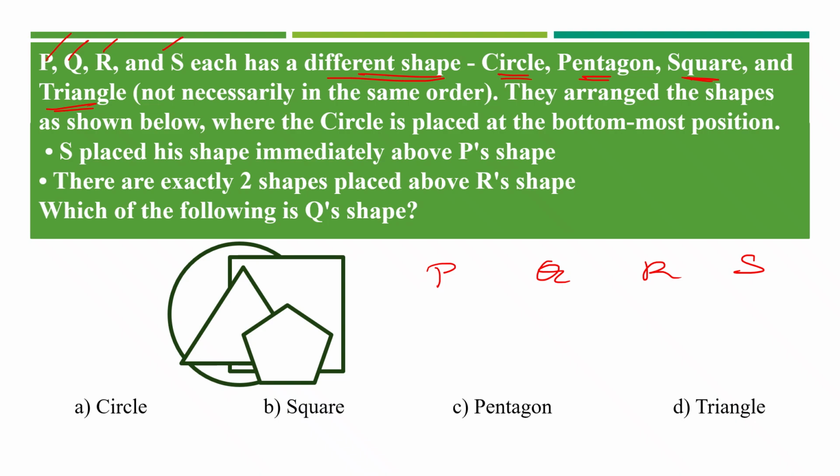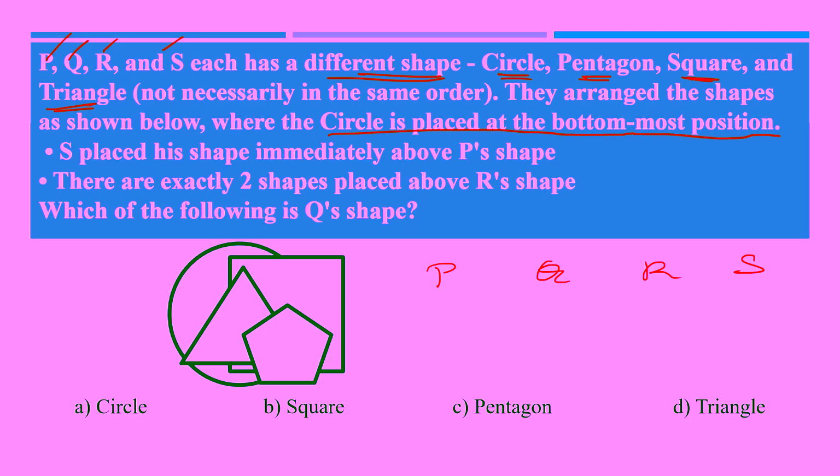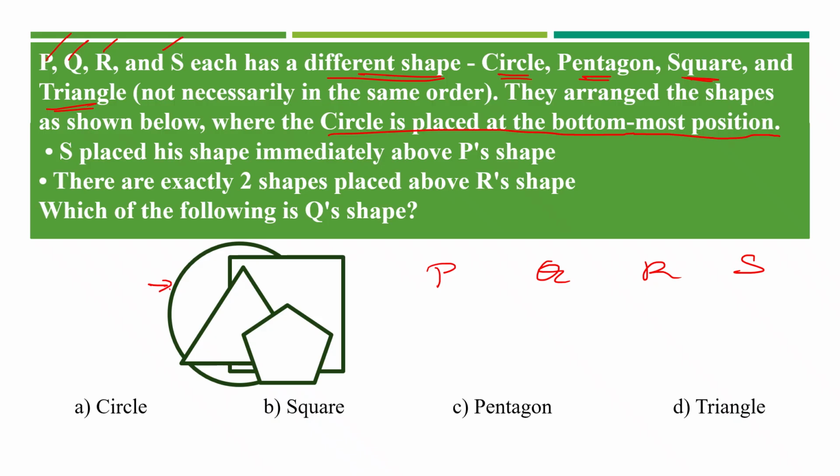They are arranged as shown below, where the circle is placed at the bottom. Circle is at the bottommost position. S placed his shape immediately above P. So P is there, and after this P, there is S. There are exactly two shapes placed above R. Then I take R. Above R, there are P and S. And as we know that the circle is already the bottommost, which means it is Q.